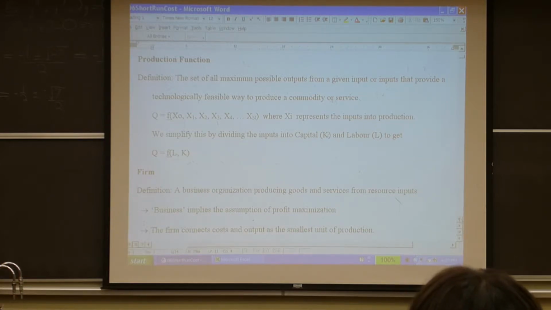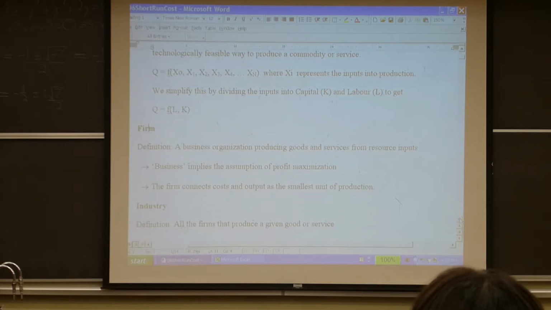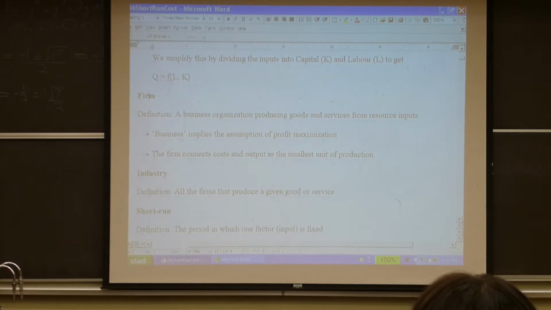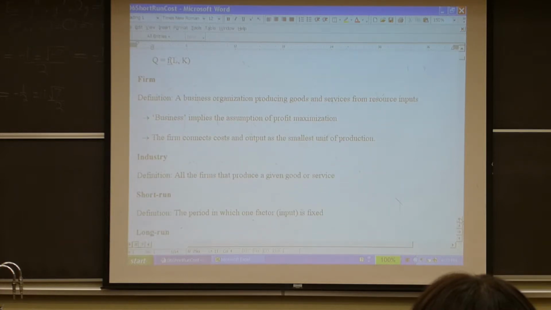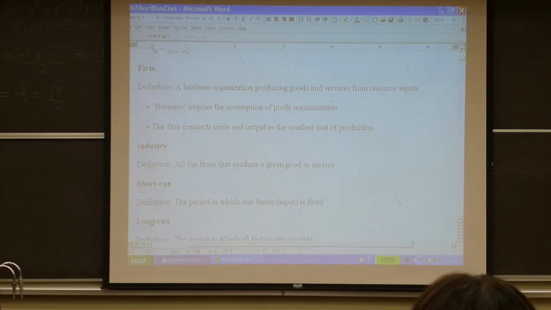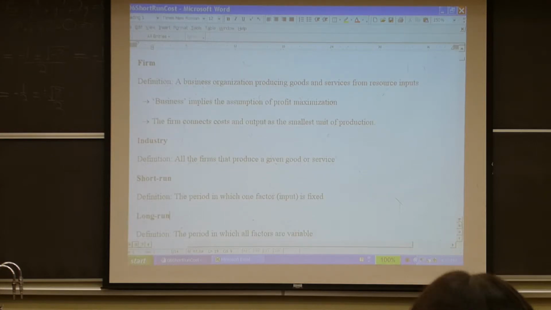Okay. So we say industry. An industry is all the firms that produce a particular commodity. So the shoe industry is all the firms that produce shoes. The short run is the period in which one factor, one input, is fixed. The long run is the period in which all factors are variable. Now I'm going to ask you a very simple question, because this is where the sense of this lies.